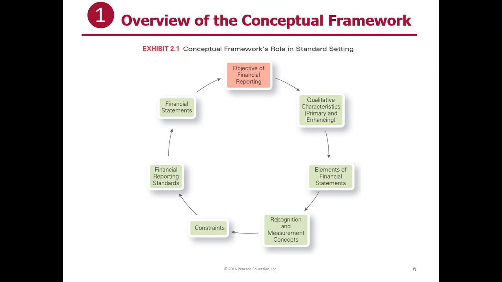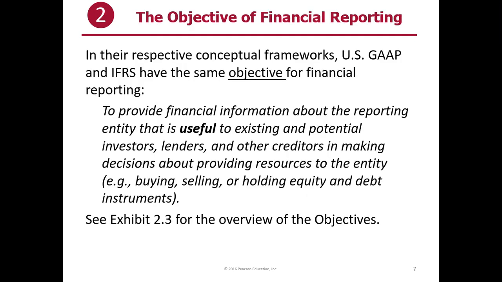Then come the constraints. Now, if you develop this standard, can you really implement it? Will the companies be able to write it in the form that is there or not? Financial reporting standards are then developed. Then once you have the financial reporting standard, it will be converted to the statements, and then statements will be checked whether they are able to fulfill the objectives or not. So this cycle you remember, along with the four main elements of standard setting.